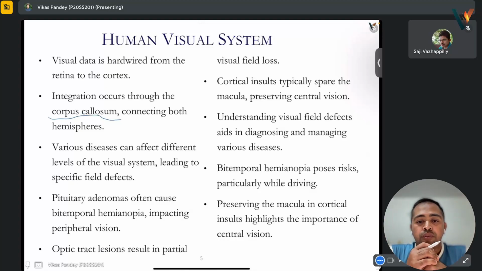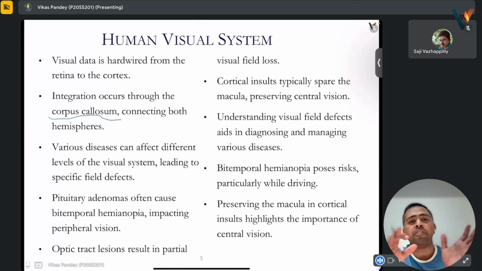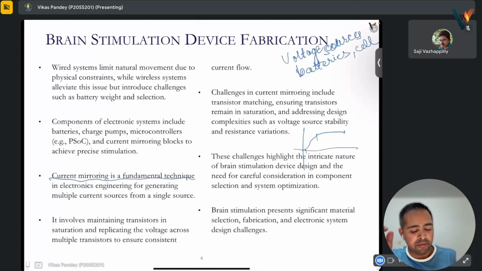So these are some of the things that were discussed in the lecture. Fine, now we can go for the questions.